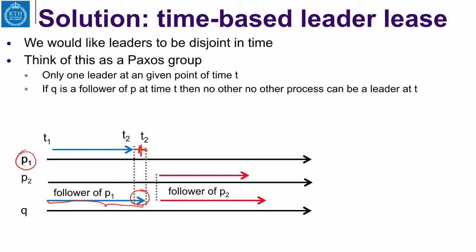The same thing happens here. So Q is a follower of P2 here, but P2 is a leader only on this period. So there's a period of lag of time here that actually P2 is not a leader.